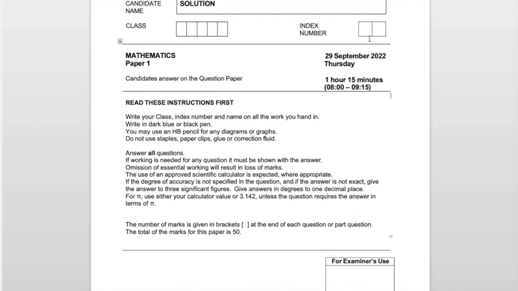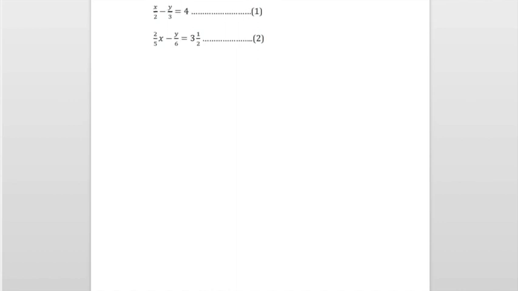Solutions to the end of year exams for the year 2022 for year 2. In the first sum, we have simultaneous equations. We cannot solve simultaneous equations in the fractional form. We need to convert it to the linear form.